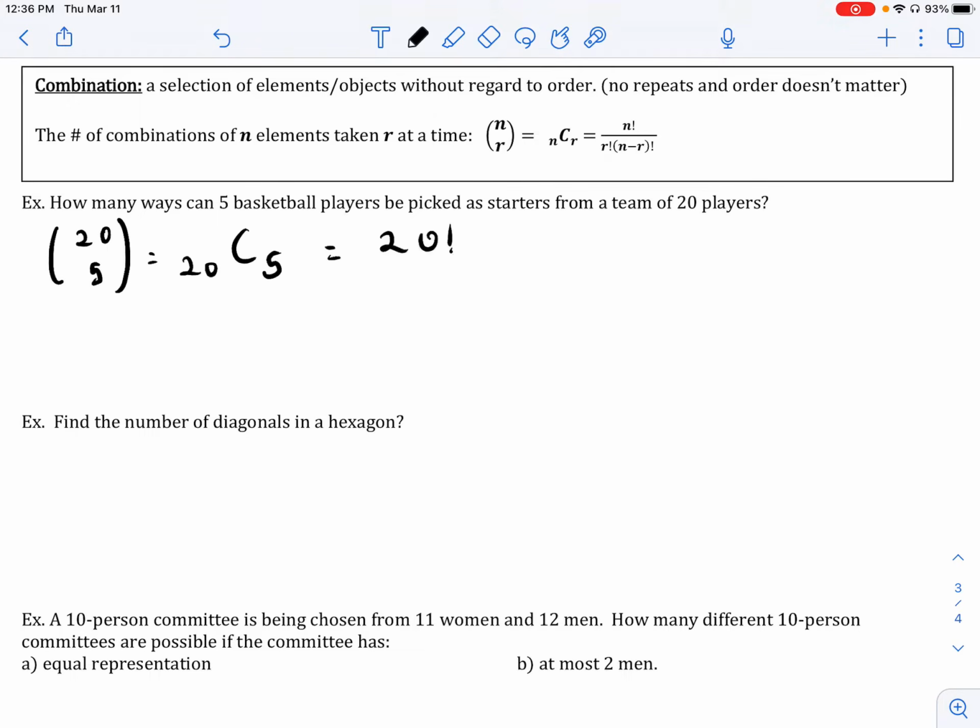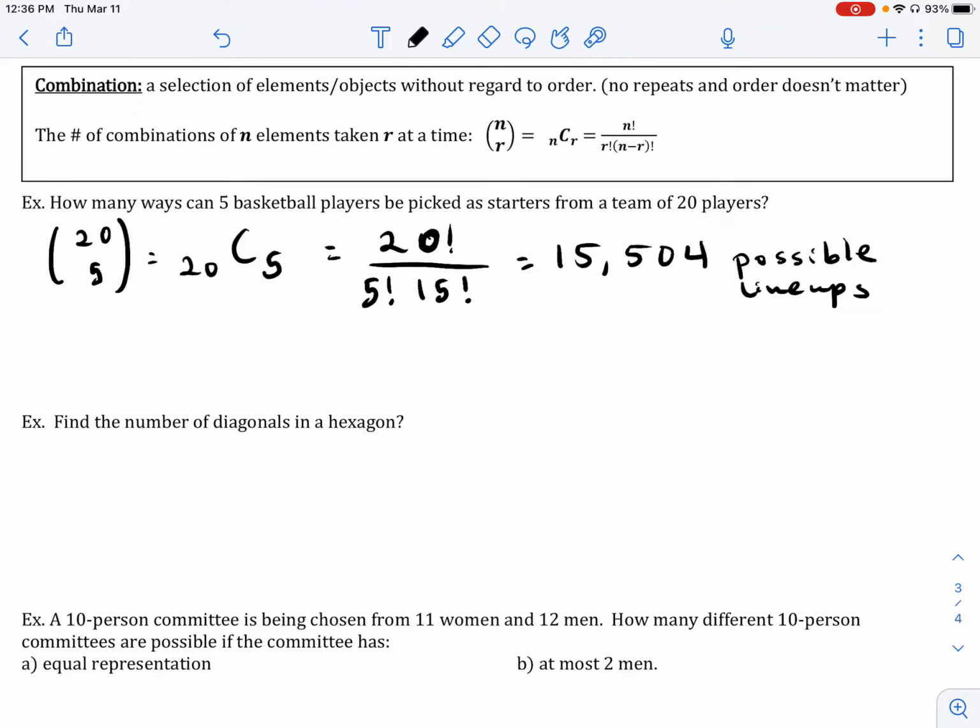And what this looks like here would be the following. We've got 20 players to choose from. I've got 5 players that I need to pick, and then I need to find the difference of 20 and 5, which would be 15 factorial, right? Which would then give us this many possible lineups. And again, I want to make sure that we're able to compare this to the club officer problem. Here, order doesn't matter. It doesn't really matter which player is playing which position. We just need to be able to choose any 5 players from the group of 20 that are available.